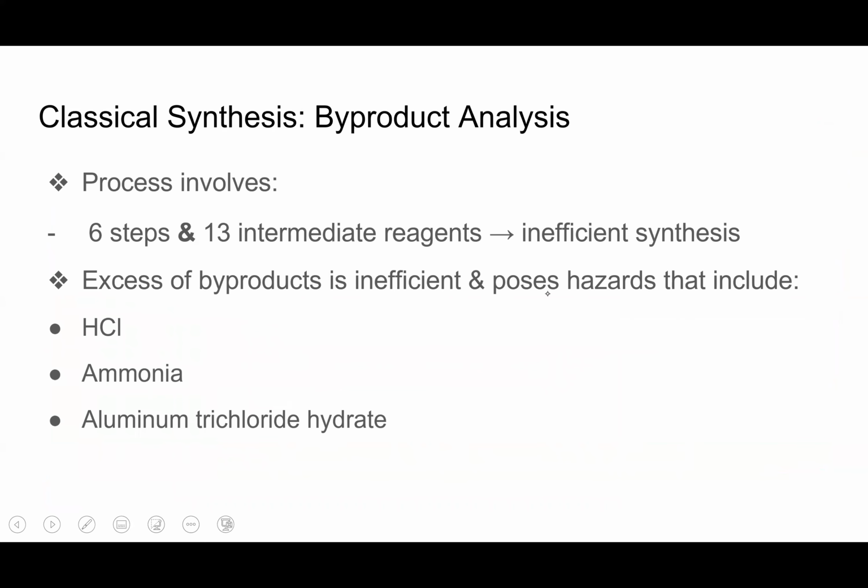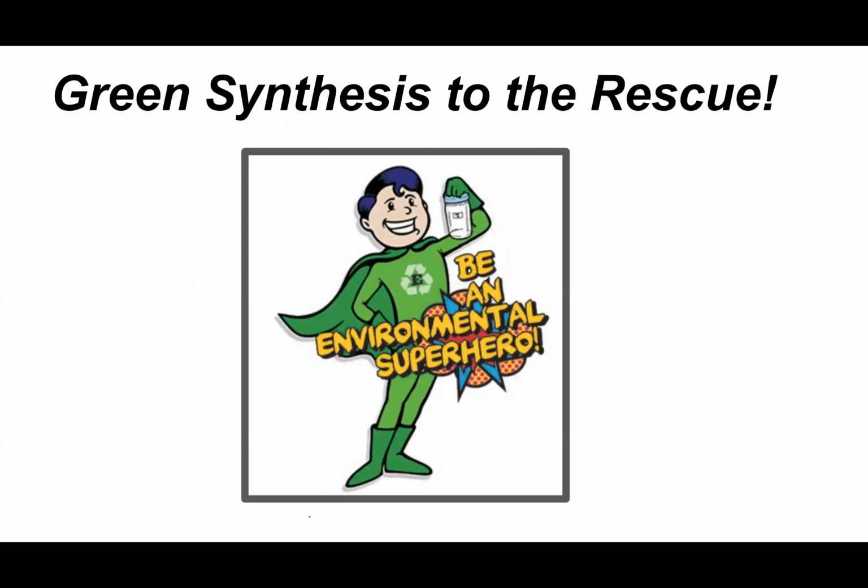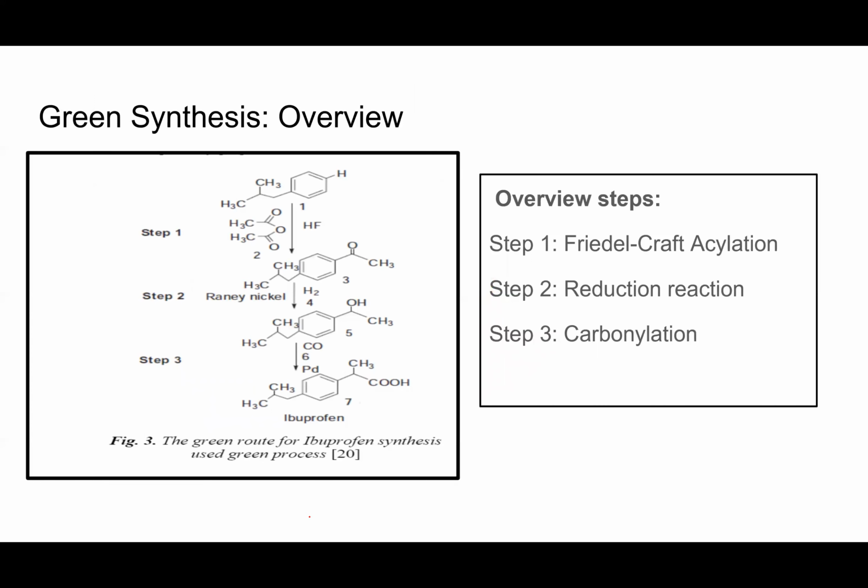According to green synthesis chemistry, 40.04 is a pretty inefficient percentage, because this process involves 6 steps and 13 intermediate reagents, and these intermediate reagents or byproducts tend to be harmful to both human beings and the environment. HCl is an irritant compound. Ammonia is pretty poisonous and has adverse effects on aquatic ecosystems, and aluminum trichloride hydrate is also a poisonous chemical. So then we get green synthesis to the rescue.